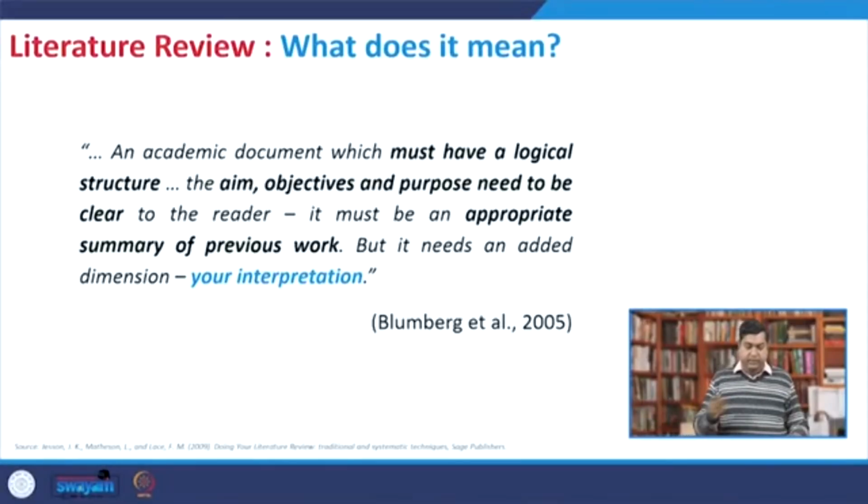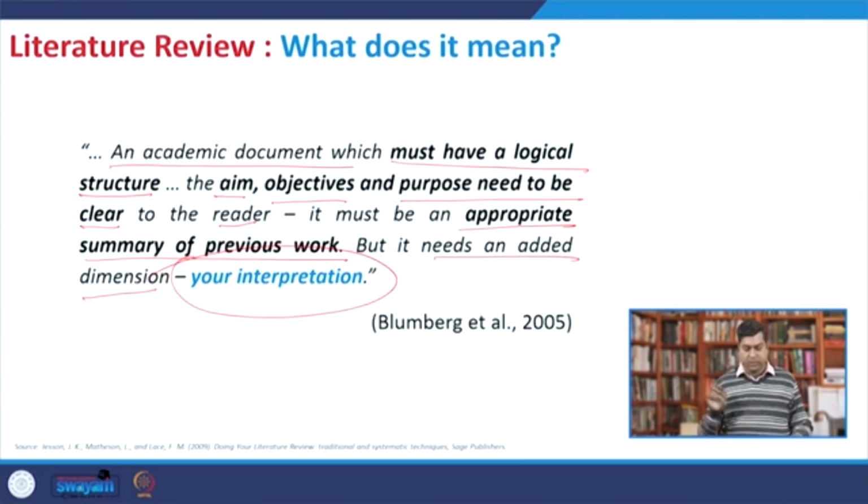Let us have another concept of that. What is a literature review? It is an academic document which must have a logical structure. The aim, objective and purpose need to be clear to the reader. It must be an appropriate summary of previous work, but it needs an added dimension, that is your interpretation. So, all these words that I made bold have a value.